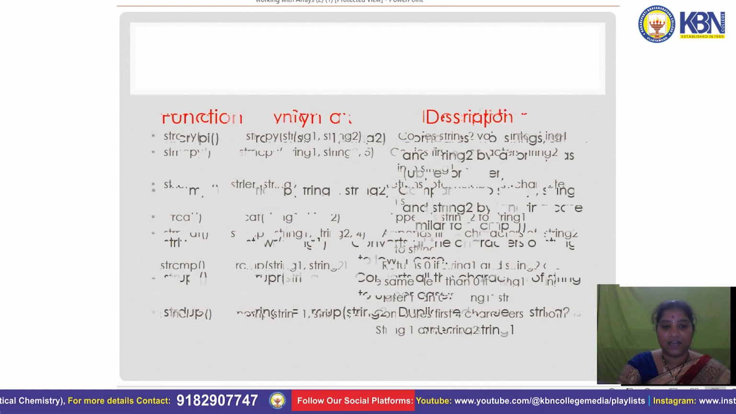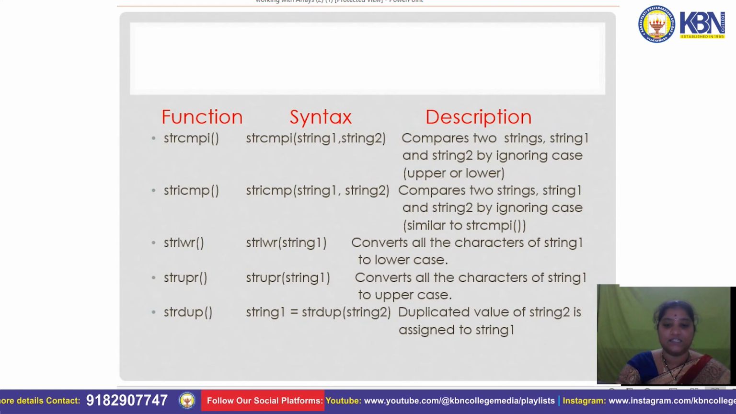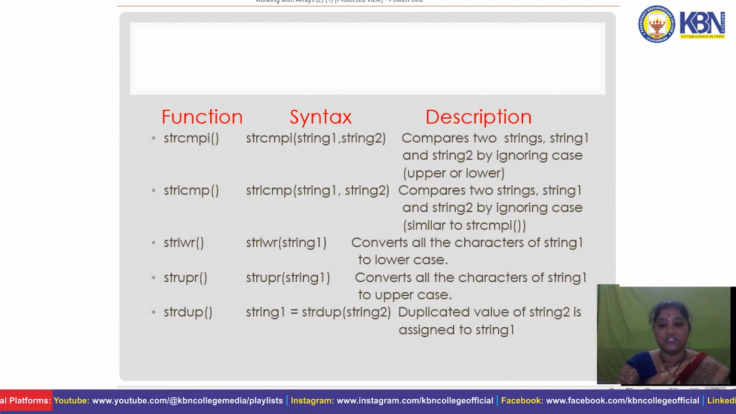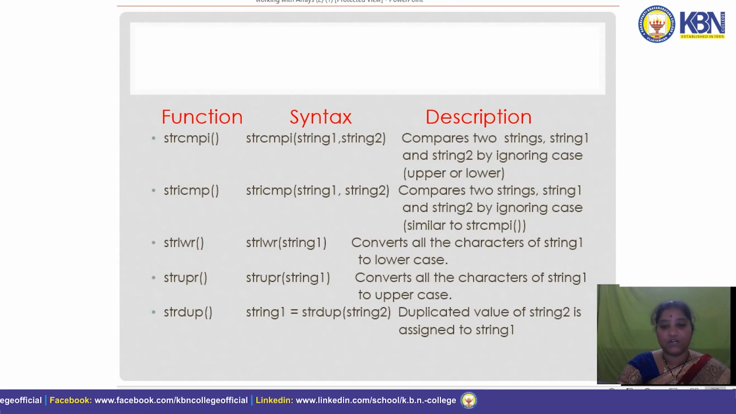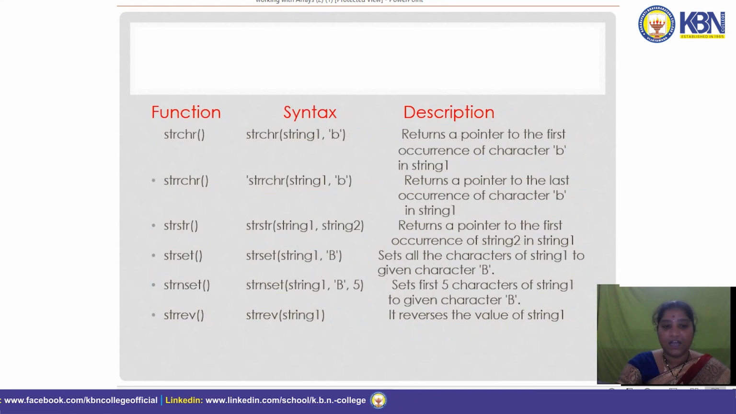And what are string lower and string upper? String lower converts all the characters of string 1 to lower case, and string upper converts all characters of string 1 to upper case. And last and most important is string compare, which compares 2 strings, string 1 and string 2, ignoring the case, upper or lower. And now string character, string set and string reverse are also string handling functions. Thank you.